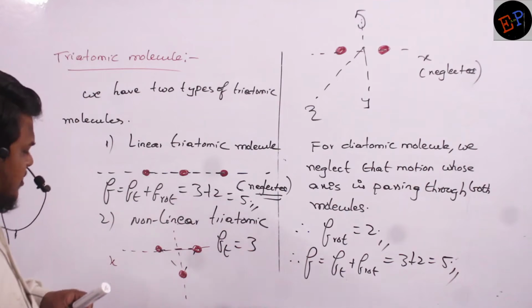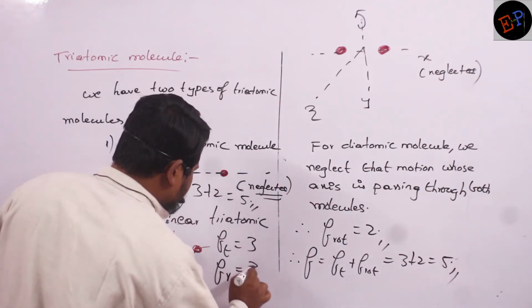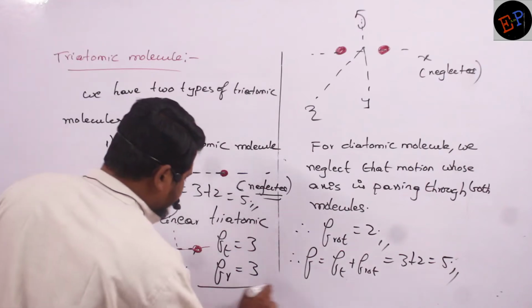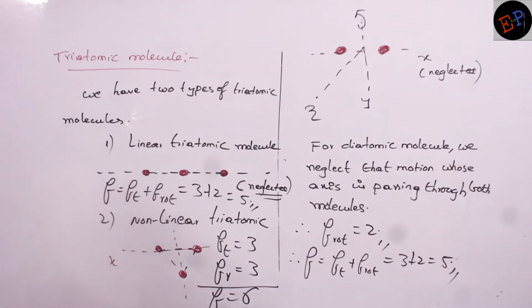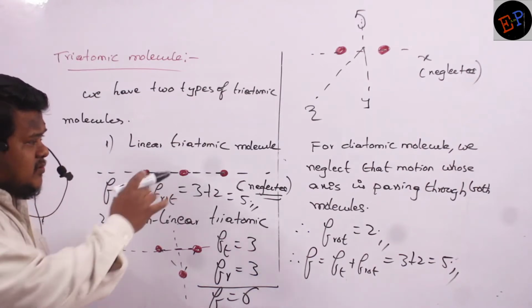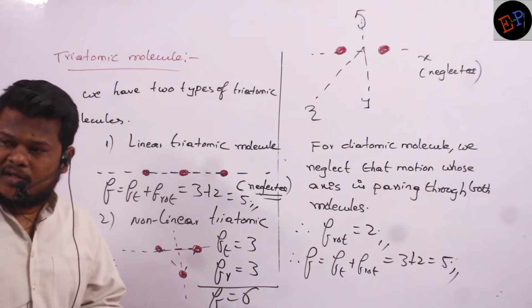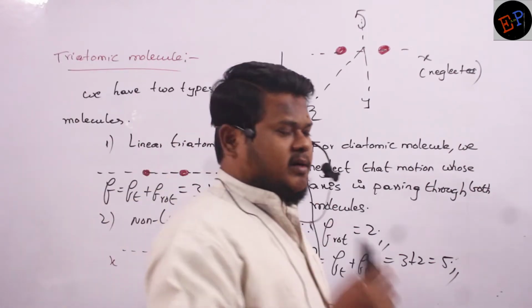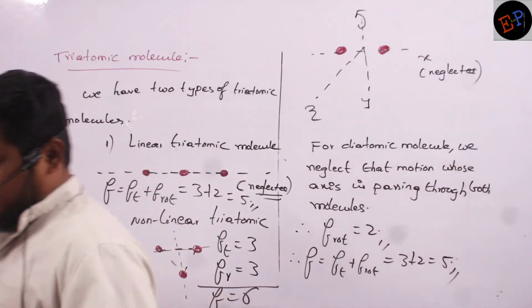So how many degrees of rotational freedom? Rotational freedom is equal to 3. So totally how many degrees of freedom? F is equal to 6. 6 degrees of freedom it will have. Understood? So this is how we can calculate the number of degrees of freedom for monoatomic, diatomic and triatomic molecules. Yes, make a note up to here.